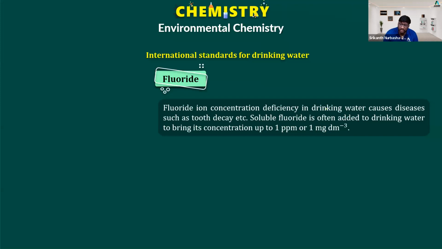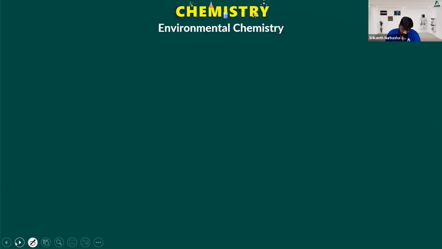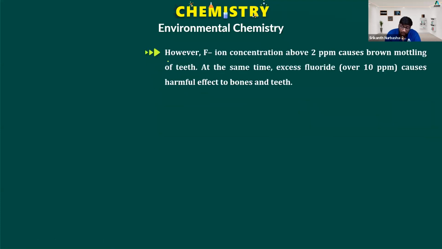Fluoride ion concentration deficiency in drinking water causes diseases such as tooth decay. So we require fluoride ion. Its deficiency will cause tooth decay. Soluble fluoride is often added to drinking water to bring its concentration up to 1 ppm. But there will be a limit. However, F minus ion concentration above 2 ppm causes a brown mottling of teeth. At the same time, excess fluoride over 10 ppm causes harmful effects to bones and teeth.